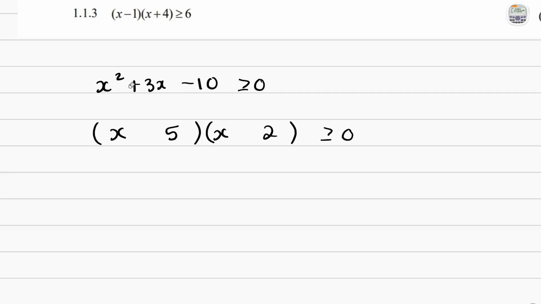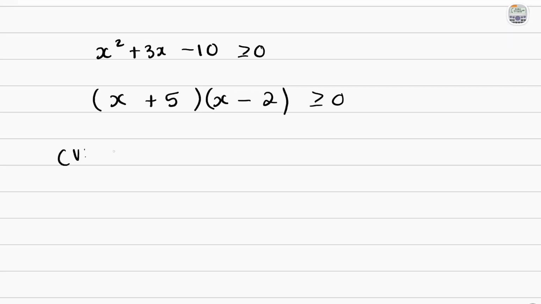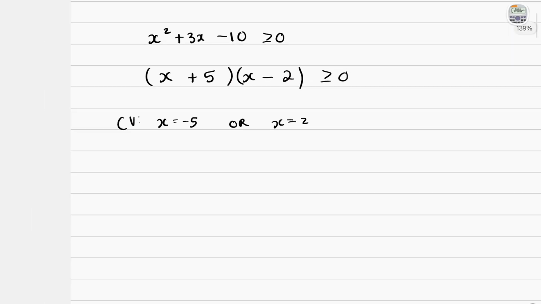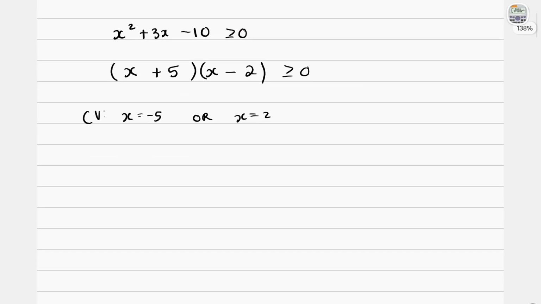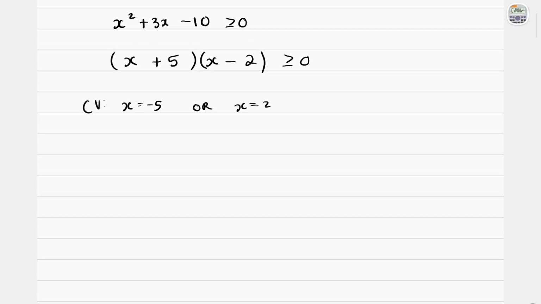And to ensure that the 3 stays positive, but one of these factors should be negative, we can give the positive to the 5 and the negative to the 2. So this is what we have. So our critical values are x equals negative 5 or x is equal to 2. So this is what we have, and let's solve for this inequality by using a graph.